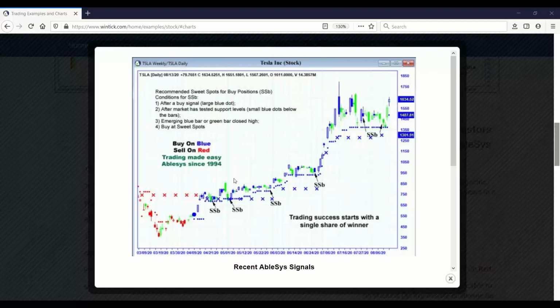Look at these sweet spots on Tesla. These are places, if you missed the beginning of the trade, where you can get in or add to your position if that's what you like to do. But you got some major money here, big time money.